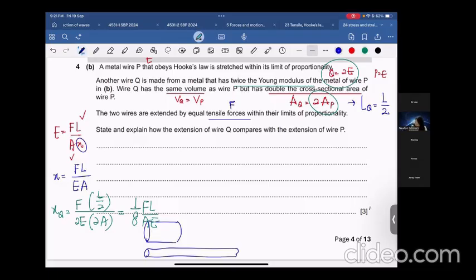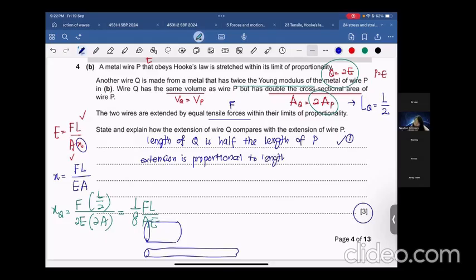Here, 3 marks. They expected to see that about the length. So you have to mention the length of Q is half the length of P, like this, 1 mark. First information you have to know so that you can do comparison for the extension. So extension is proportional to length, because the force is constant. If length increases, your extension will increase.